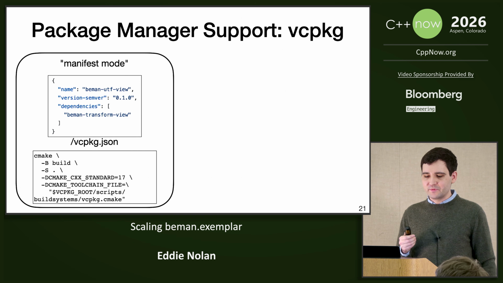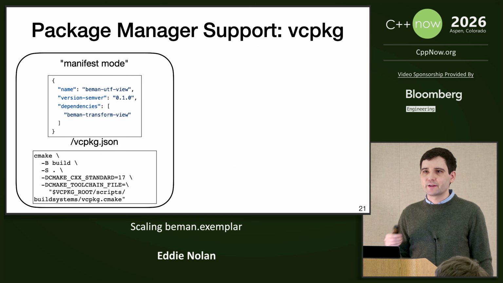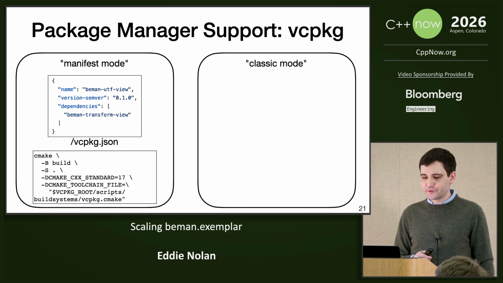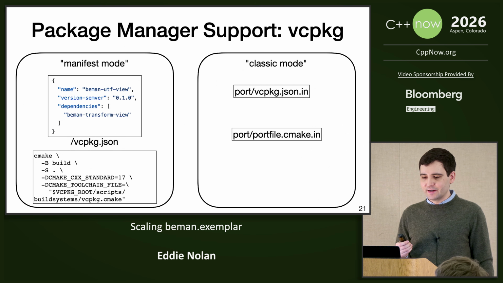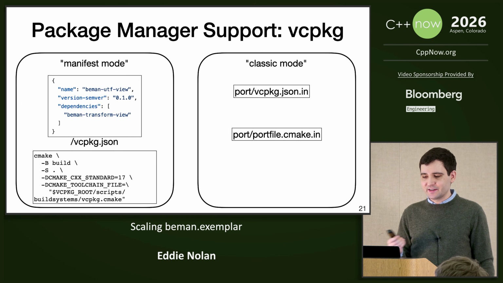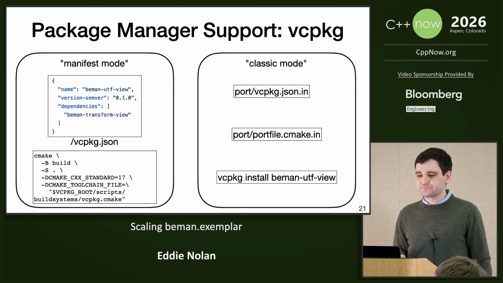And this is sort of used if you're a developer who's iterating on the package. You're providing a toolchain file that's provided by vcpkg. Alternatively, you have classic mode, and we have these two configuration files for vcpkg, whose contents I'll discuss on the next slide. But what they support is the actual vcpkg install command.